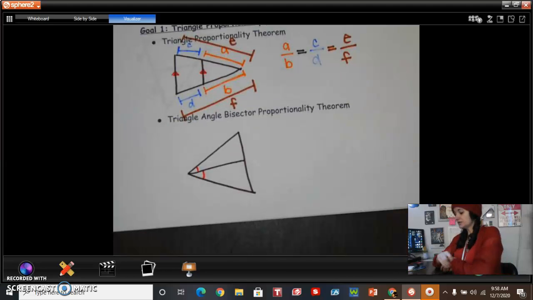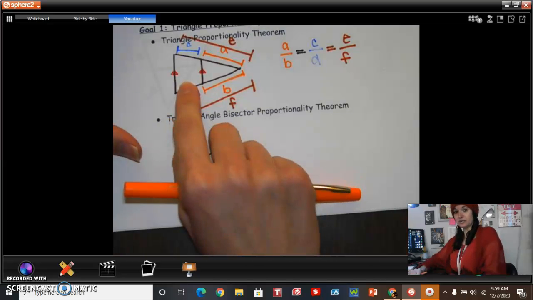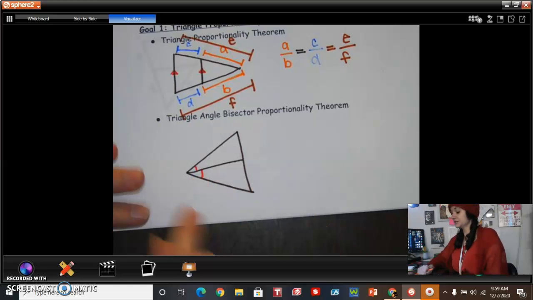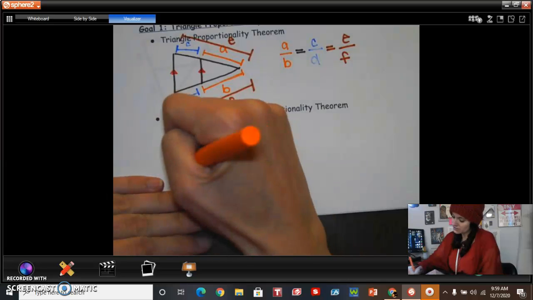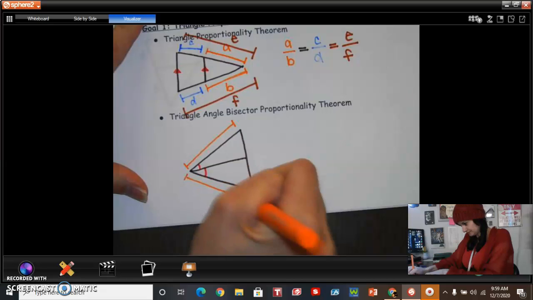Same thing if we're talking about the triangle angle bisector proportionality theorem. So this is talking about whenever your triangle is broken up into pieces because of an angle bisector. This one was broken up because of parallel sides. This one is being broken up because of an angle bisector, meaning it's cutting this into 2 equal parts. So it'd be like having this part of our triangle matching up with this part.